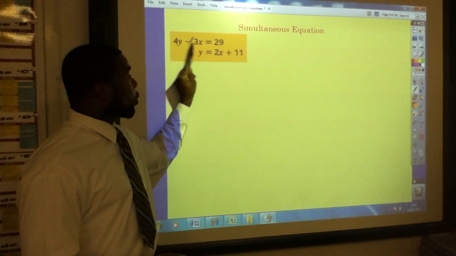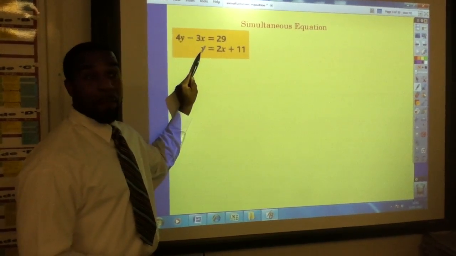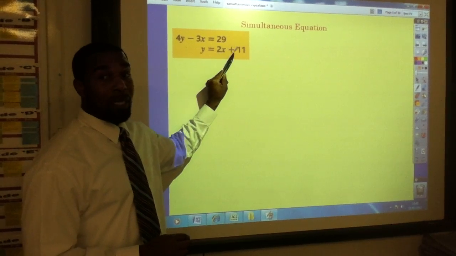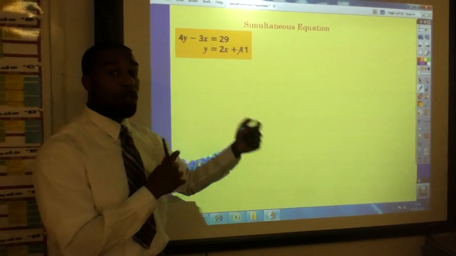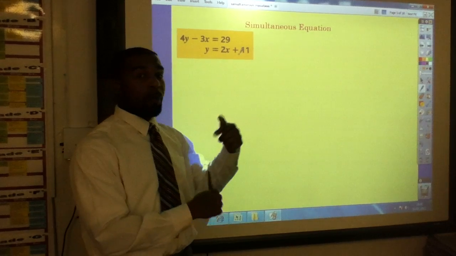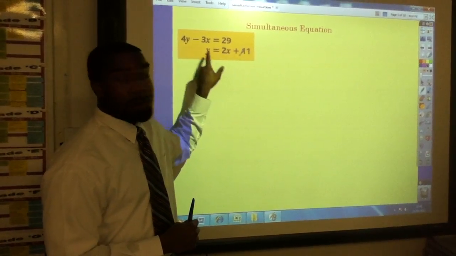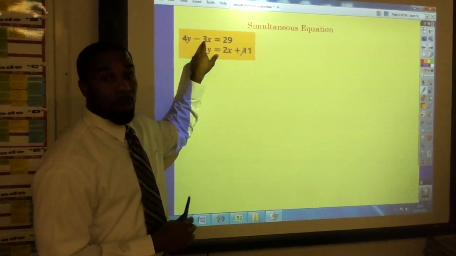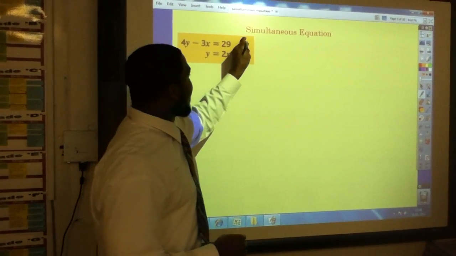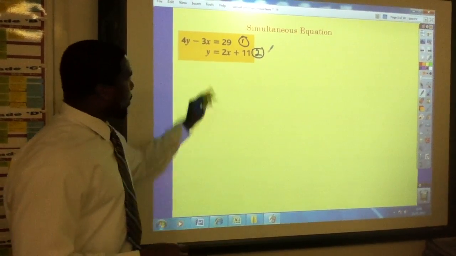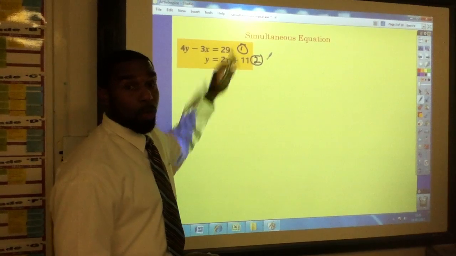The first thing we must look at is the value of y, because it tells us the value of y. y is equal to 2x plus 11. So we're going to be substituting, which means that we're going to be replacing y with 2x plus 11 wherever y is in this equation. What I'm going to do, I'm going to label my equation 1 and equation 2. So I'm going to substitute equation 2 into equation 1.